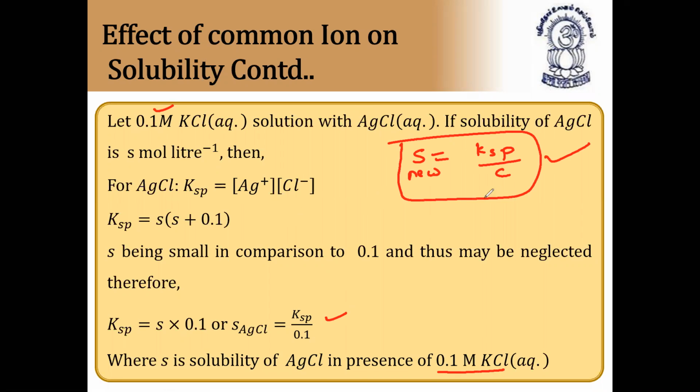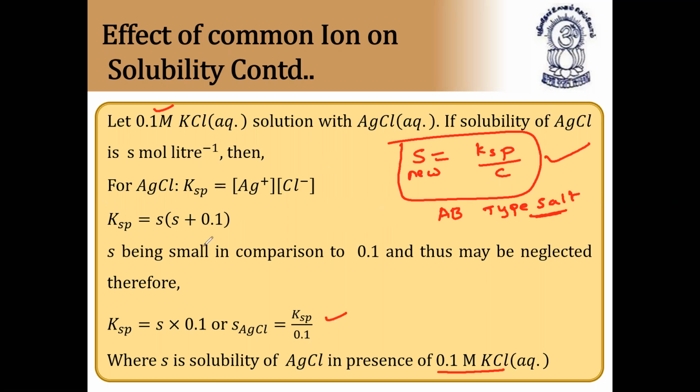Ksp by C, where C is the concentration of the common ion being added. So when a common ion is added to the salt, to find the new solubility, we use Ksp by C. This formula is only applicable for AB type salt. If AB2 type is asked, then the formula will change. That I'll also show you.